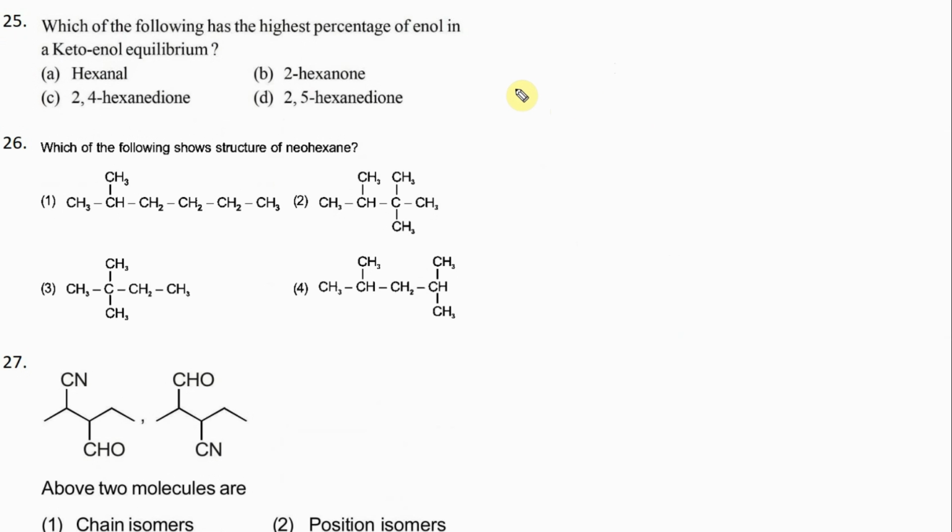Which of the following has the highest percentage of enol in a keto-enol equilibrium? To have the highest percentage of enol, we need either aromaticity or intermolecular hydrogen bonding. Okay, hexanal, if you draw it, you are not going to see anything. Hexanone, you are not going to see anything. You need at least some other functional group. With just one hexanone or hexanal, nothing can be done. Dione. Okay, now we are getting somewhere.